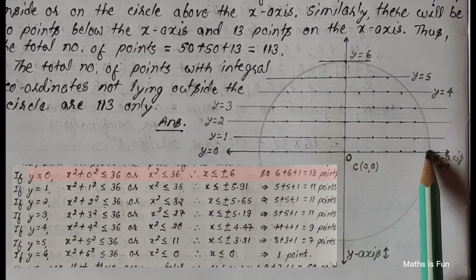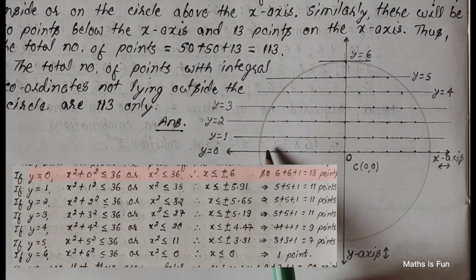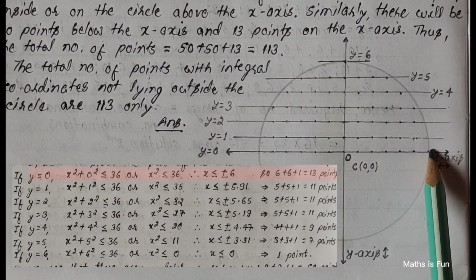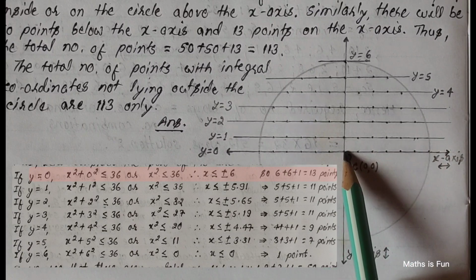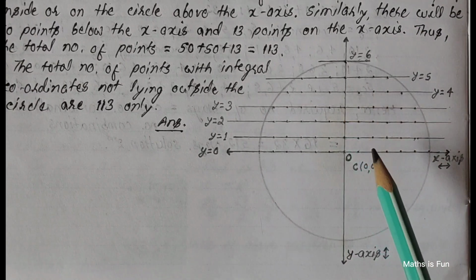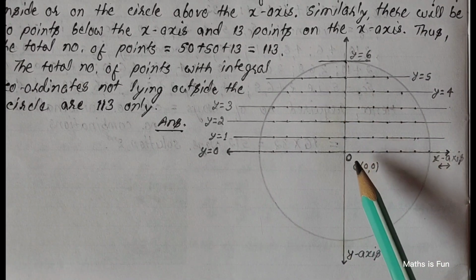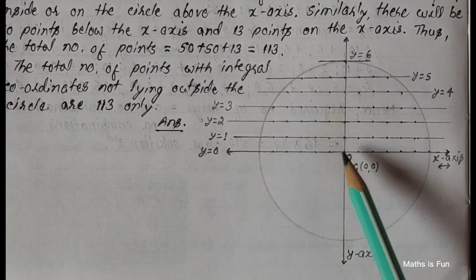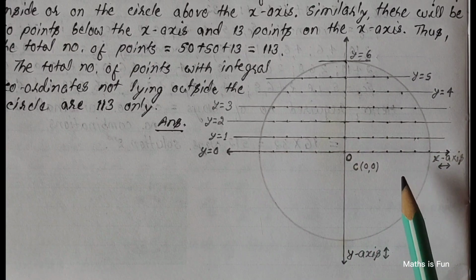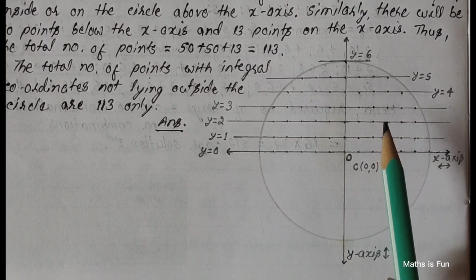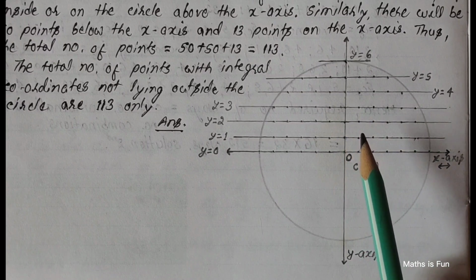And on the diameter, that is the y equals 0 line, there are 13 points. 2 points are on the circumference. So we see that 1, 2, 3, 4, 5, 6 points here, and 1, 2, 3, 4, 5, 6 points here. So 6 and 6, 12, and 1 point in the center, 13 points. And we can clearly see that there are 50 points here. So there will be 50 points here because there is very good symmetry in a circle. So 50 plus 50 plus 13 will give us 113. So it is practically also proved that there are 113 points inside or on this circle when the radius is given to us as 6 units.